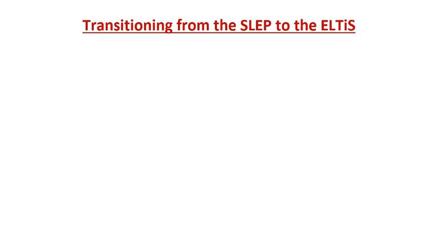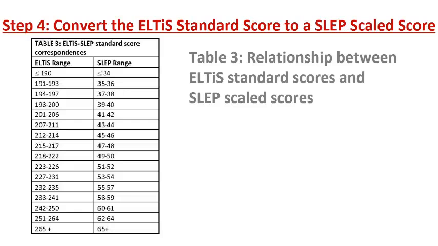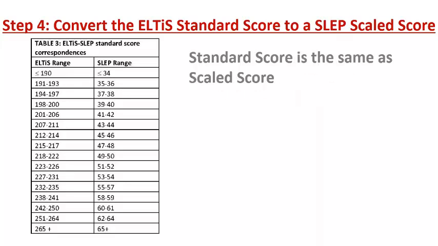To help organizations interpret the ELTIS standard scores while they transition from the SLEP to the ELTIS, Table 3 shows the relationship between ELTIS standard scores and SLEP scaled scores. The terms standard score and scaled score are used interchangeably to refer to a fair score reporting scale. Test developers create this kind of a fair score reporting scale for their test on the basis of a statistical analysis of a very large number of test takers' scores.